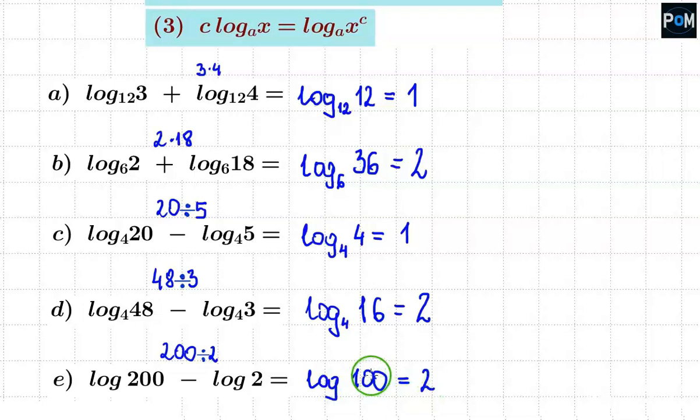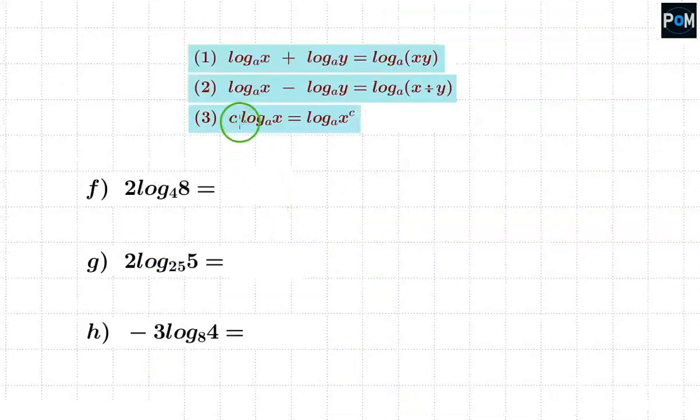In the next three examples, we will use this third formula. This third formula tells us that if we have some number in front of the log, that number needs to jump in here to the exponent of the logarithmized number. In our example F, we have the number 2 in front, and here is the log base 4 of 8. As a result, we will have only this log without the 2, and this 2 has to jump to the exponent of the number 8 from here. The 2 from here jumps to the exponent of the logarithmized number.